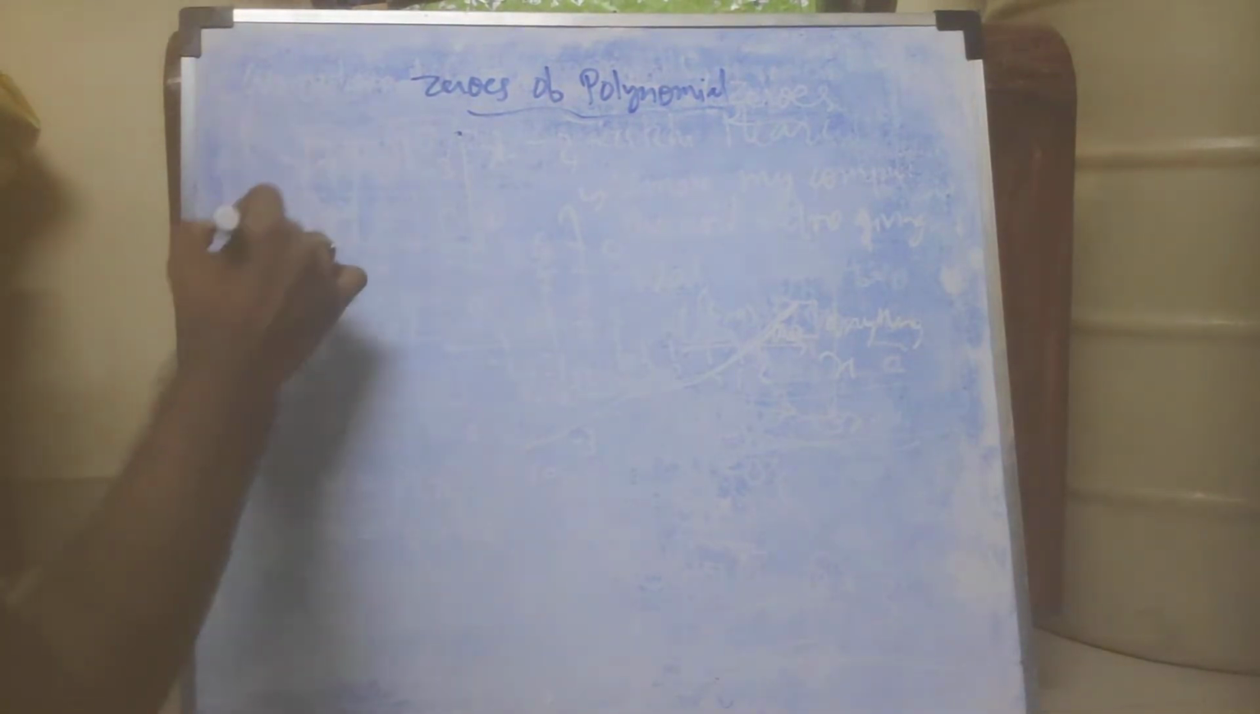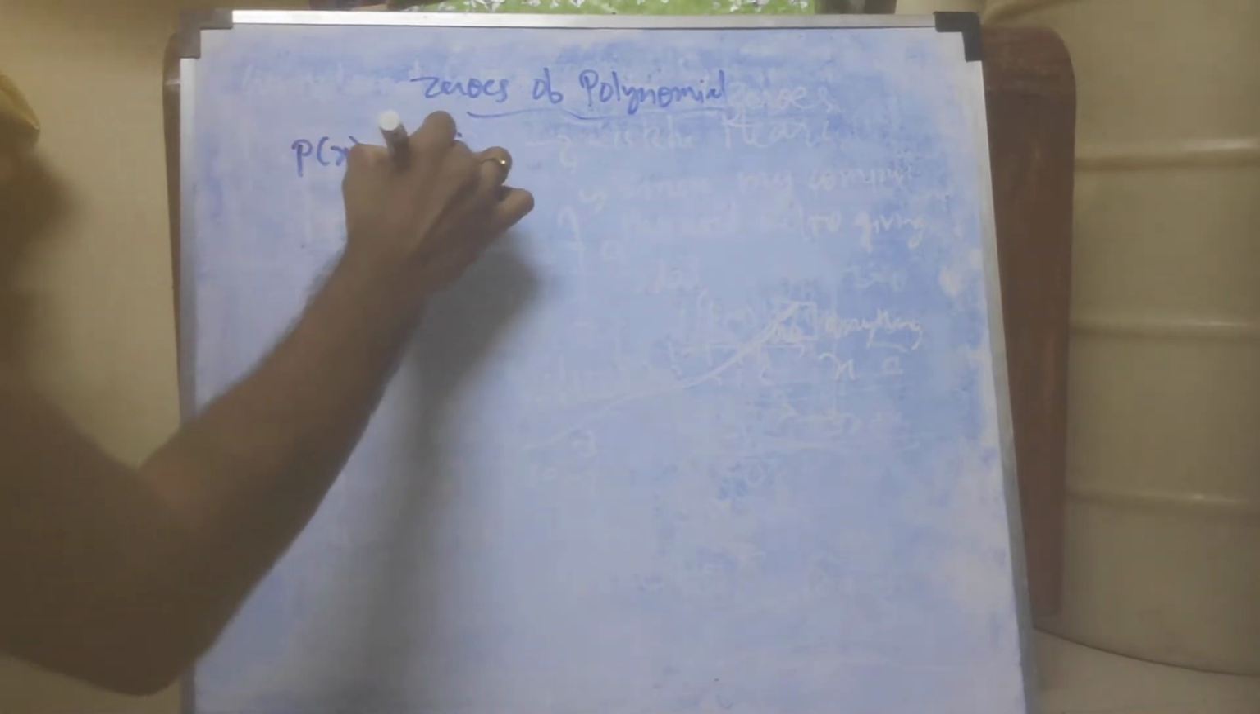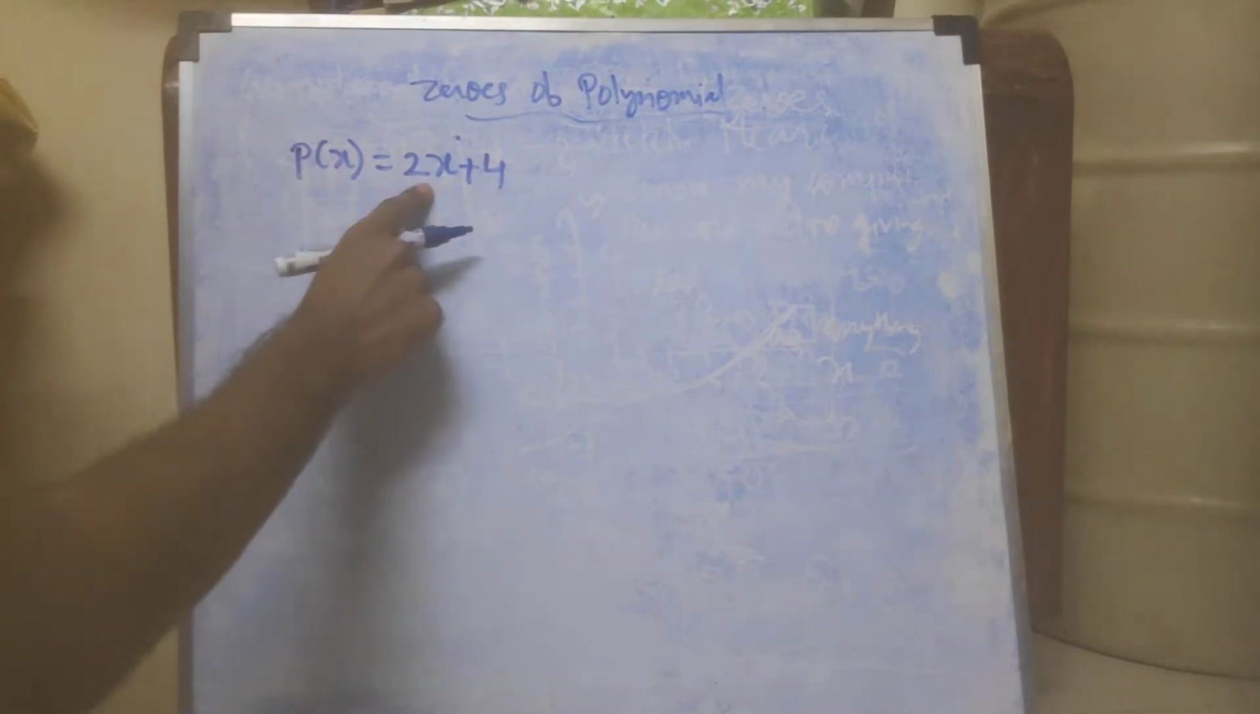Today I'm going to start with the topic of how to represent zeros of a polynomial graphically. We have already read about graphs, specifically the Cartesian coordinate system. Now let's consider a polynomial p of x equal to 2x plus 4. There's a catch here: this is a polynomial, but it is a linear polynomial.